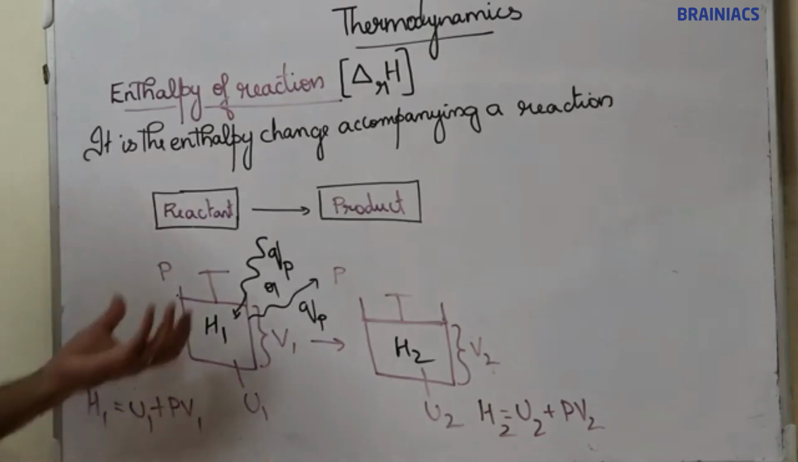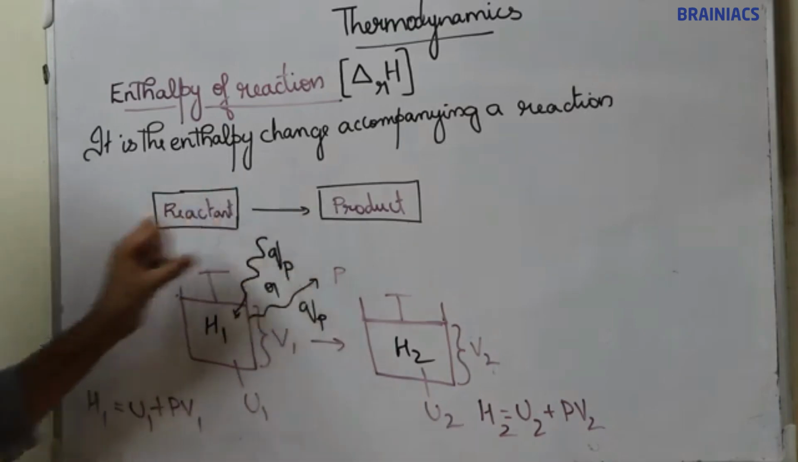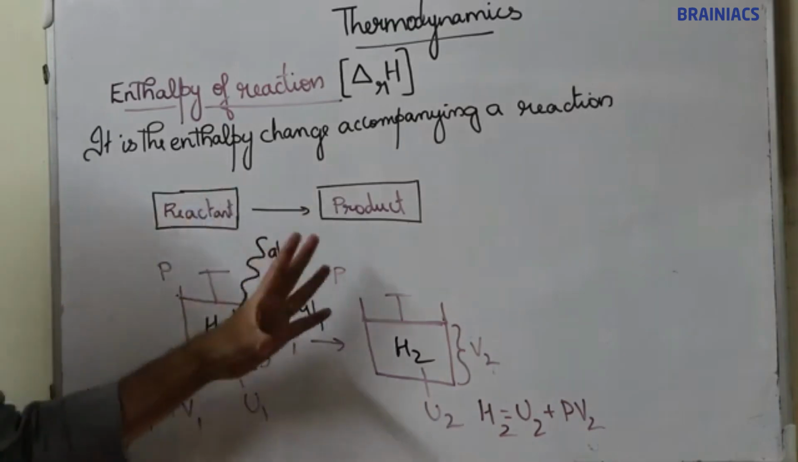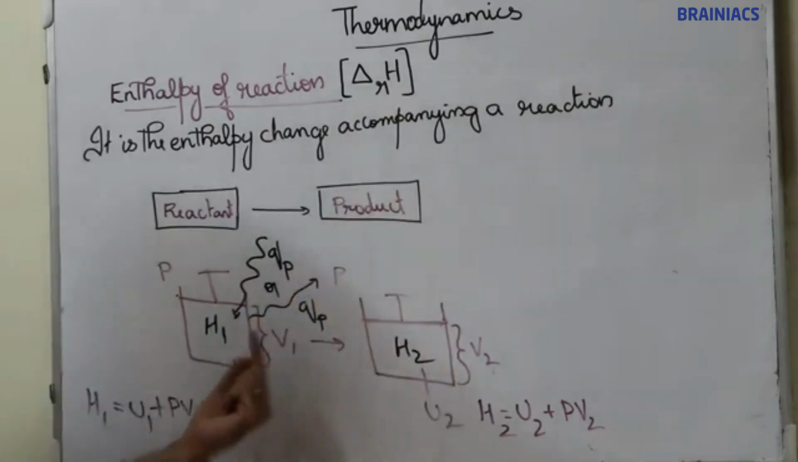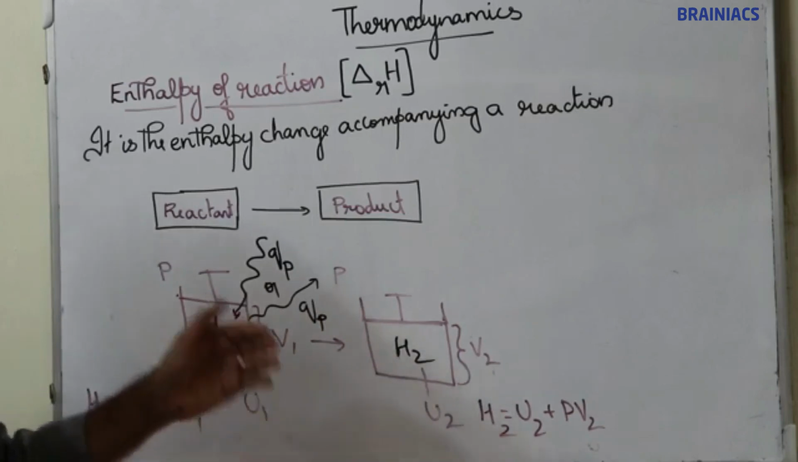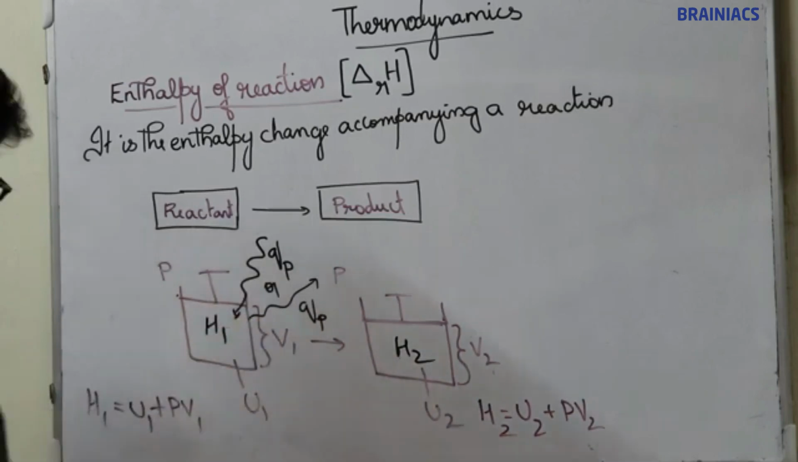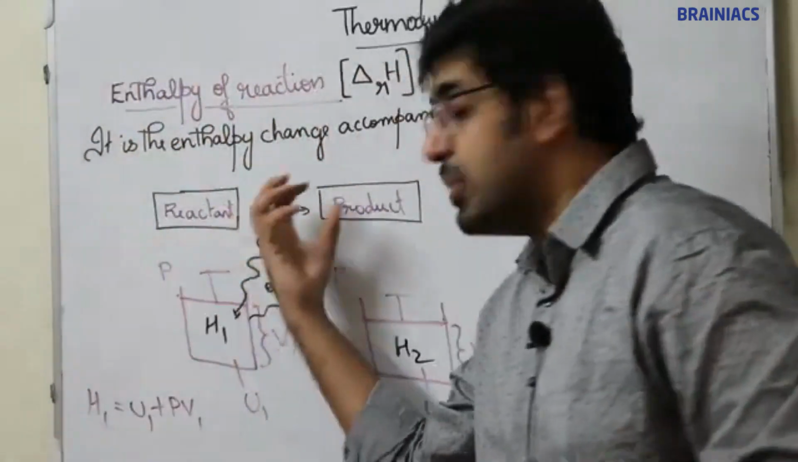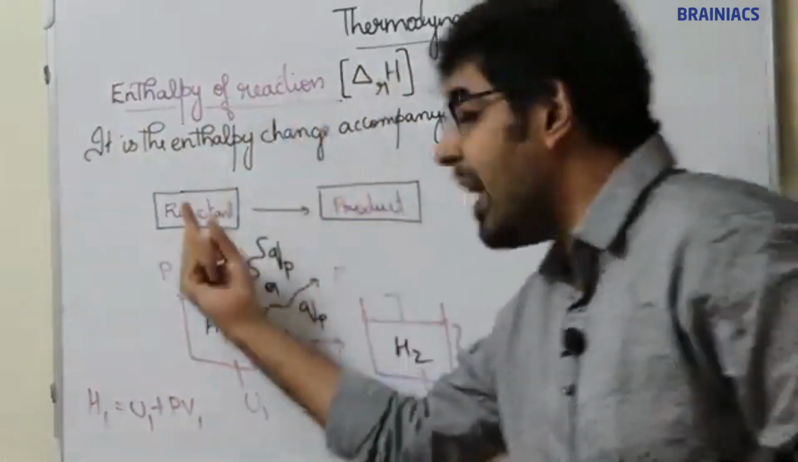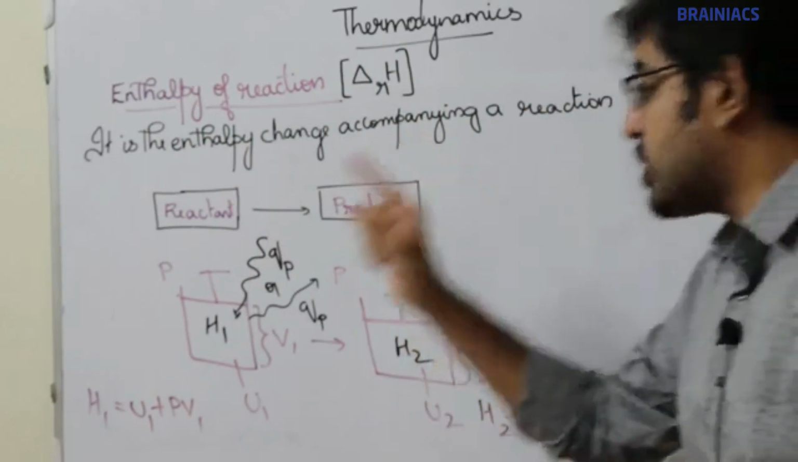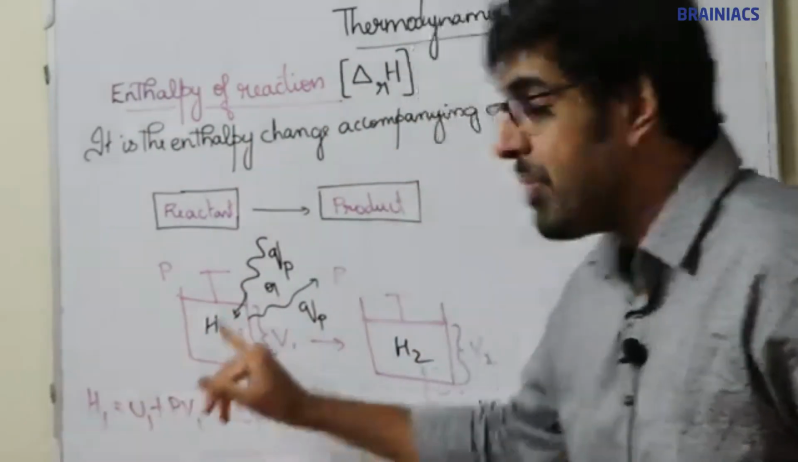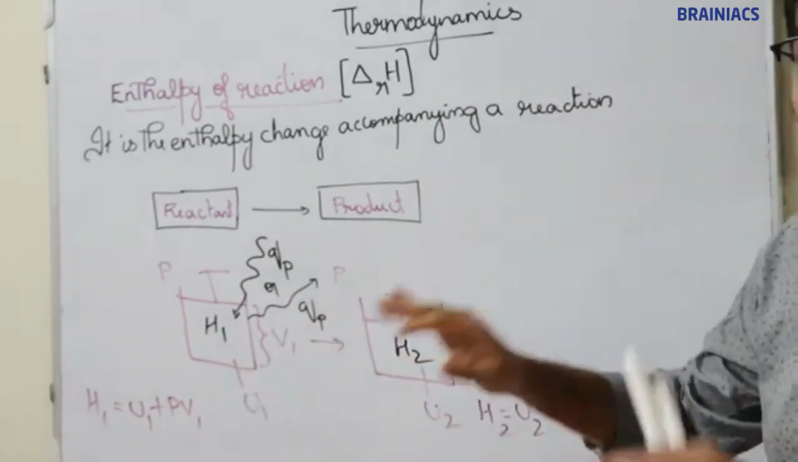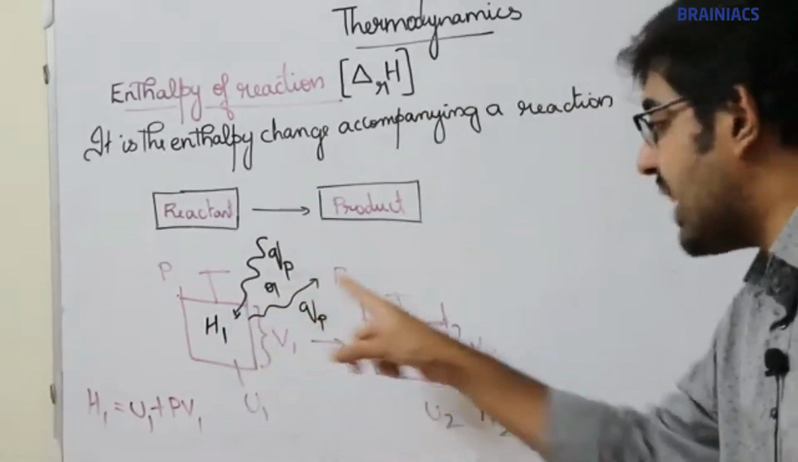So, when a reactant absorbs heat energy or releases heat energy, it converts to product, and there is a change in enthalpy. The enthalpies of reactants and products are not the same. There will always be a difference in energy. I think it's clear. The sum of internal energy and pressure volume energy is known as enthalpy. The enthalpy of reactant and product are not the same. There is always a change in enthalpy.